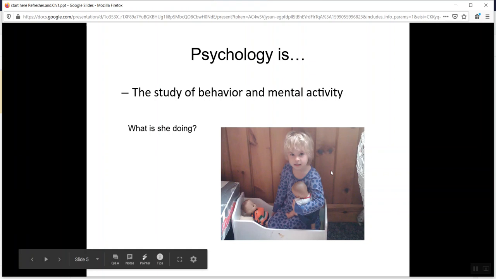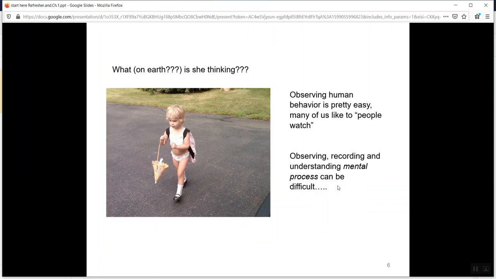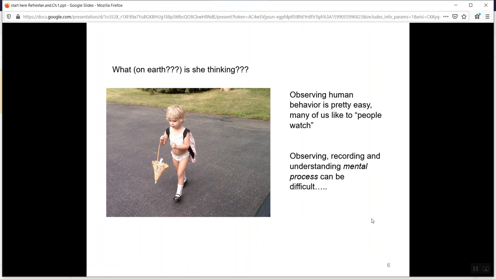So here's a picture of my daughter when she was just a little kid. It's pretty easy to describe her behavior here. What is she doing? What is her expression? That kind of thing. The basic descriptions of her behavior are pretty easy to observe and record. The mental process part is a little bit more difficult. If any of you have been around preschool age children, you may know that they sometimes do things that just make you scratch your head.